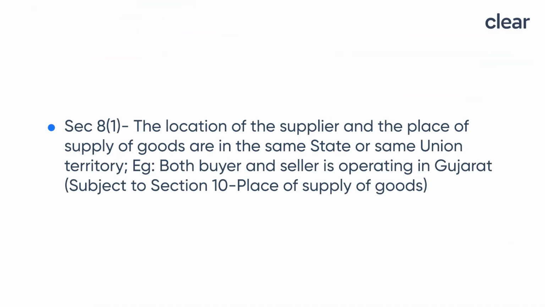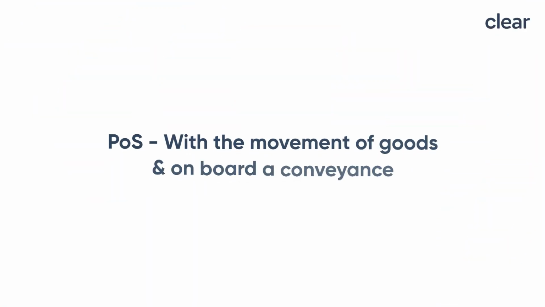A supply transaction will be classified as intrastate sales for goods if, Section 8 subsection 1, the location of supplier and the place of supply of goods are in the same state or same union territory. For example, both buyer and seller are operating in Gujarat, subject to Section 10, place of supply of goods.